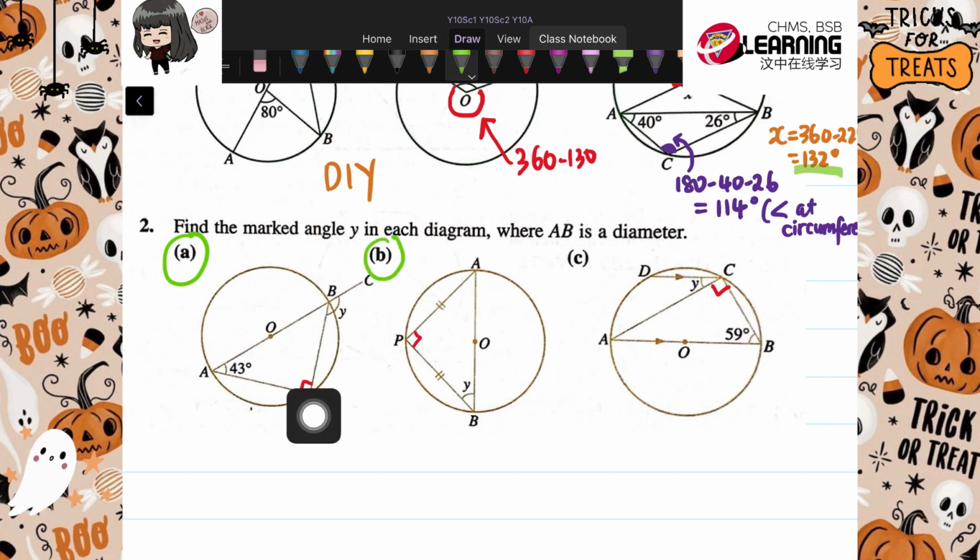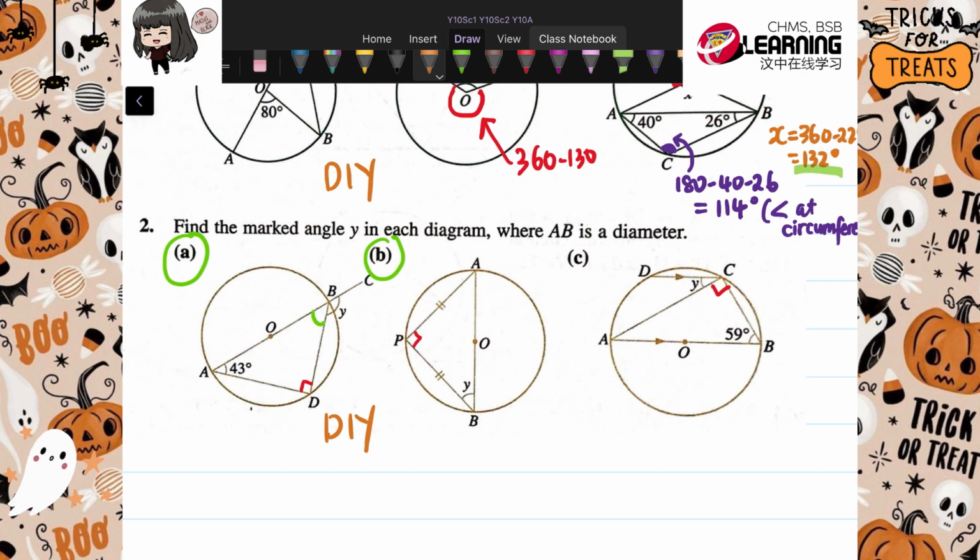I'll hint you a bit. This one is a triangle. You can find this angle over here first. Find this angle first, and then use 180 minus the angle that you found to get your y. And part B, this is isosceles. So this is y, this is also y. So what you're going to do is 180 minus this, and then divide by 2. This one, do it yourself.